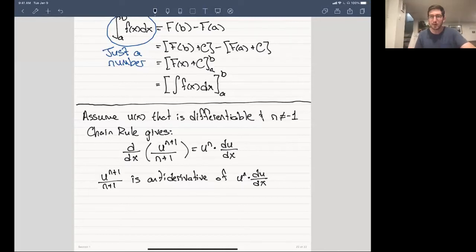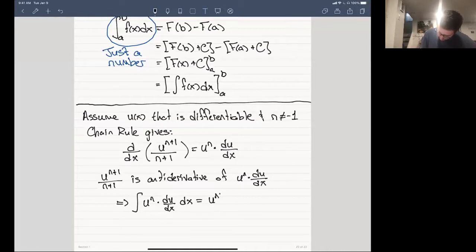And then now I can use my fancy new indefinite integral notation. And this says that the integral of u to the n times du dx, that's a function on the inside, multiplied by dx, is equal to u to the n plus 1 divided by n plus 1 plus c. We're going to forget it. I know we're going to forget it, but please do not forget the plus c, right?